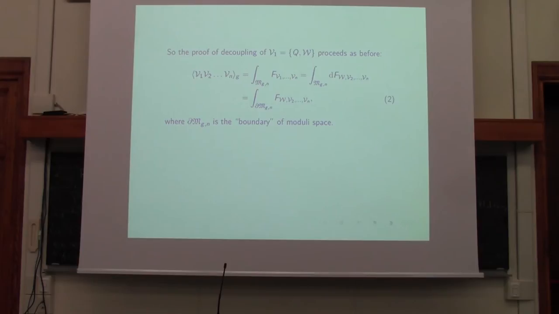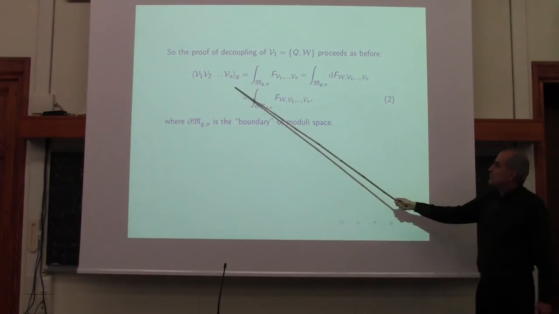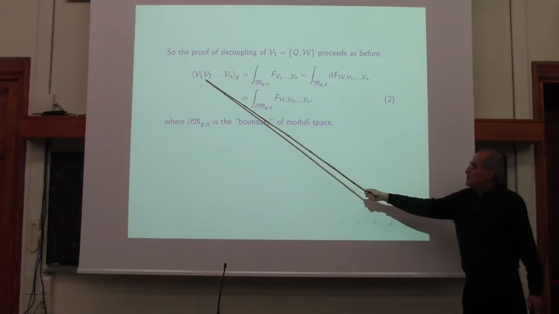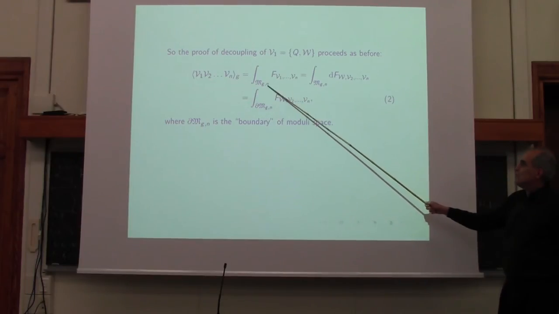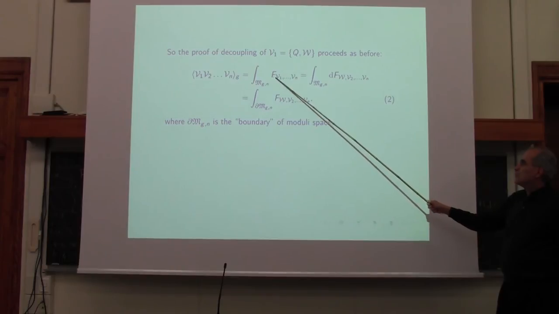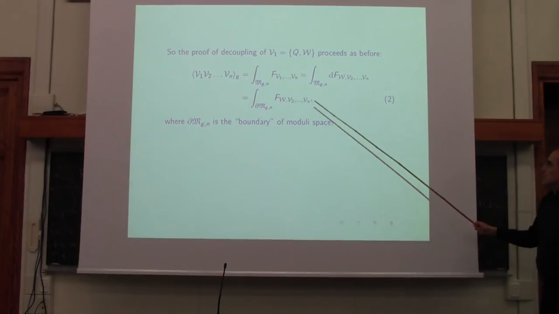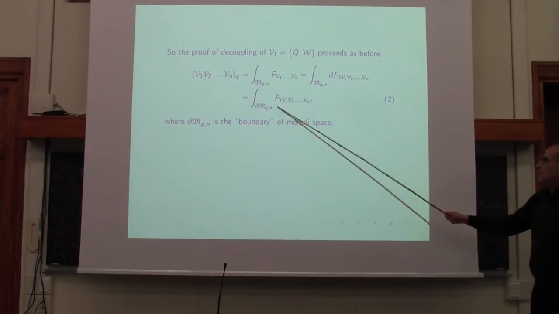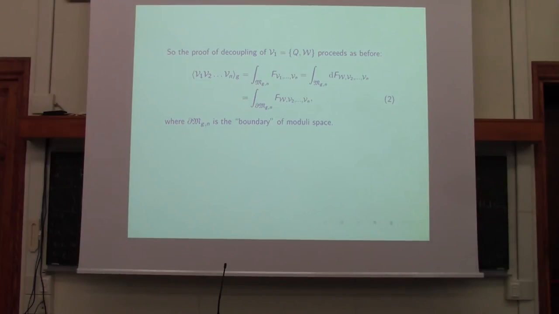So the proof of decoupling of a null vector is, as we said before, a correlation function in which V1 is a null vector is an integral over a supermoduli space of the corresponding form. But that's D of something. And so by Stokes' theorem, it's a boundary integral.